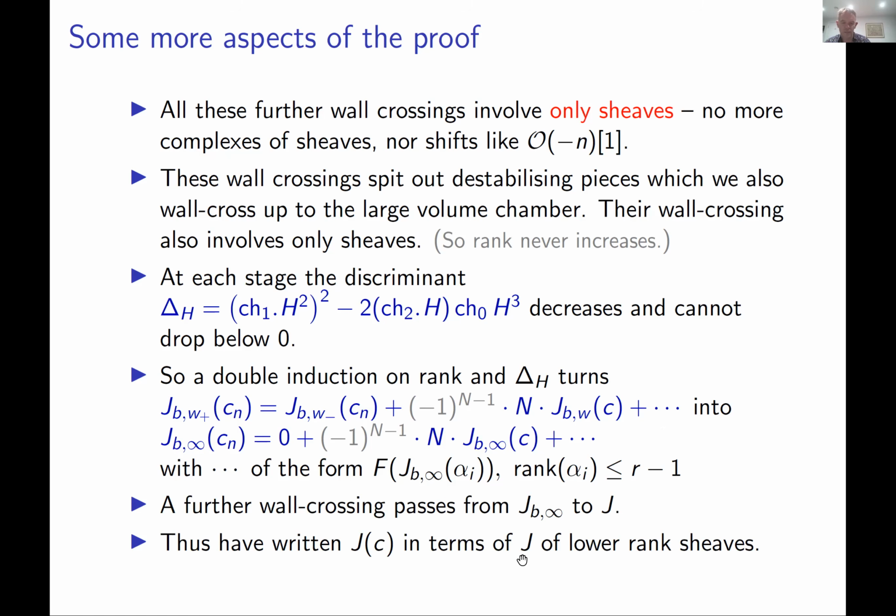And then a further wall crossing passes from this large volume limit tilt stability to Gieseker stability. And so we end up proving that the DT invariant here of rank R can be expressed in terms of DT invariants of lower rank. So there's one of them, that's the F. This is counting the E's, this is counting the F's. And then here are the others. All these lower order terms are horrible, but we know they have lower rank. They're universal formulae in DT invariants of lower rank. And so now we can do another induction on rank and get all the way down to rank 0.